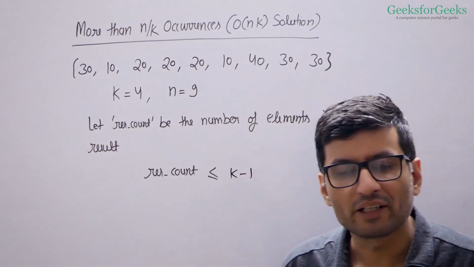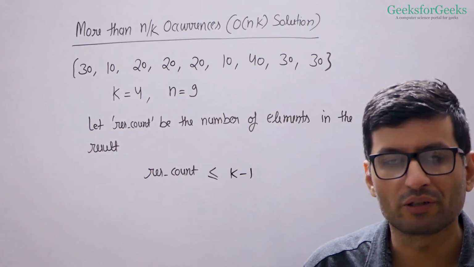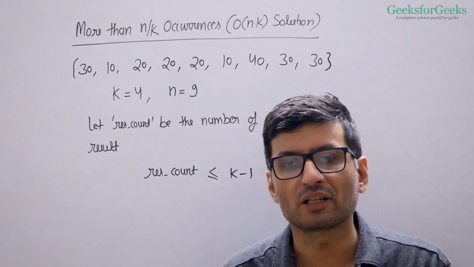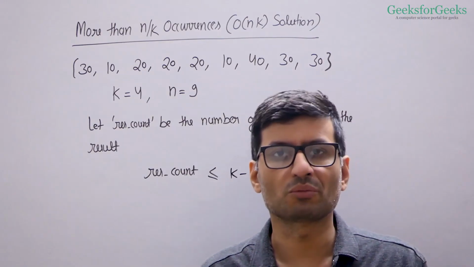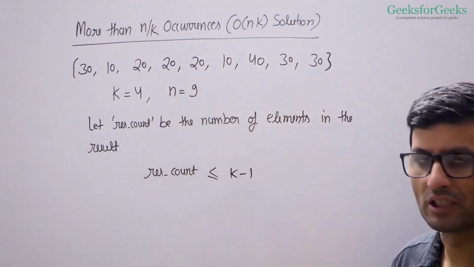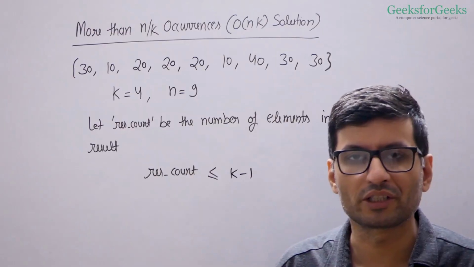So what is n by k? N by k is 9 by 4, which is 2.5. So we need to find elements whose count of occurrences is more than 2.5, which means 3 or more, right? Integer value. So the elements are 20 and 30. Our output for this example input is 20 and 30.